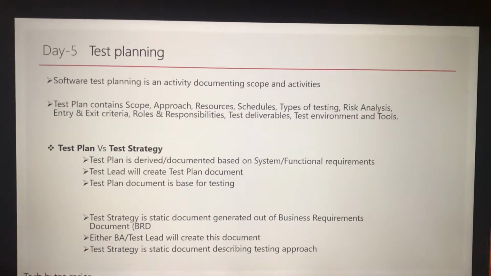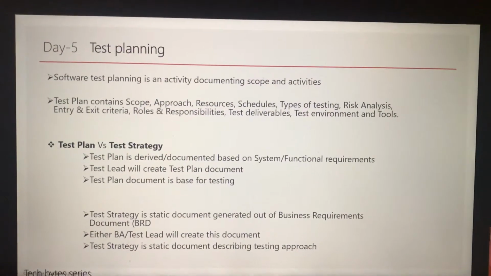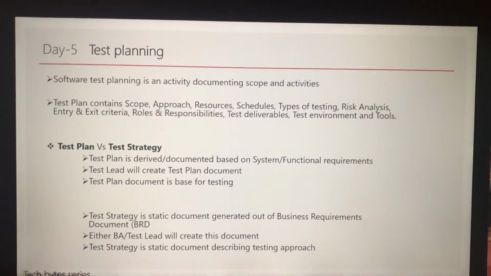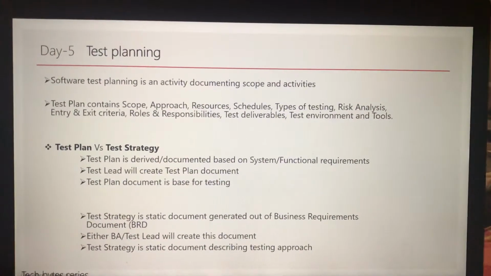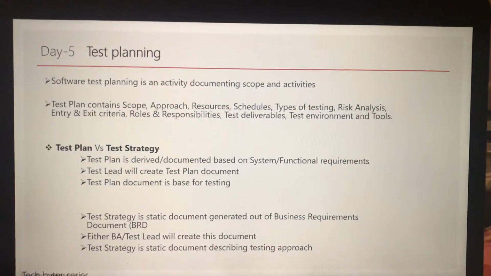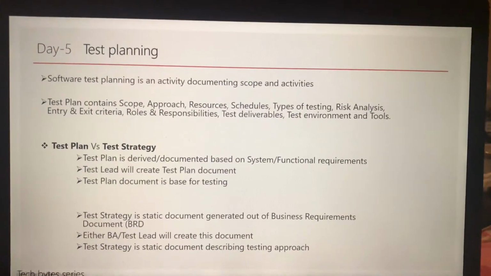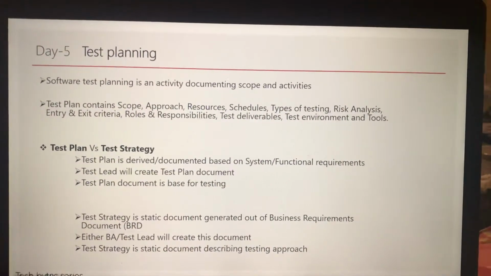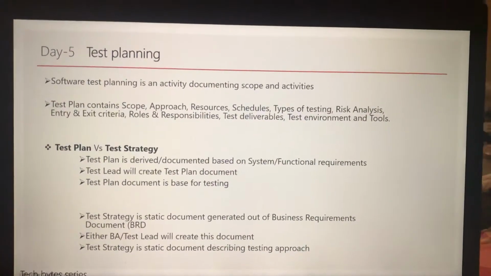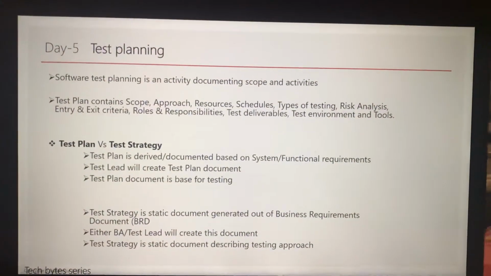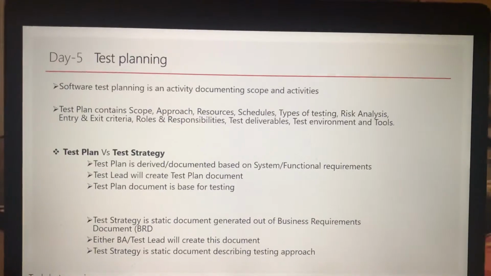In the software test plan, basically it contains scope, approach, resources, schedules of the testing and types of testing, and the risk analysis, entry and exit criteria, roles and responsibilities, test deliverables, test environment, and then tools. Before we deep dive into individual components of the test plan, let's try to understand at a high level what is test plan versus test strategy.